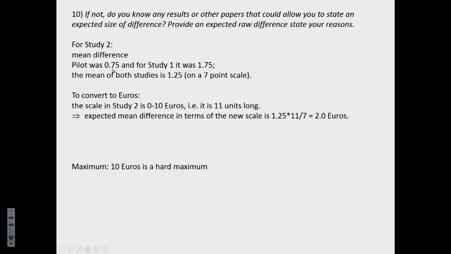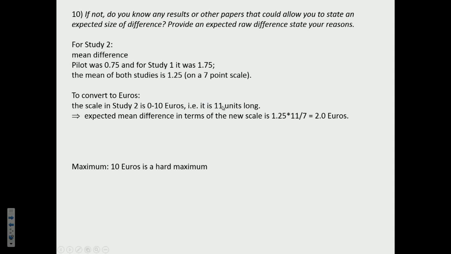Now, study 1 was 1.75. So if we're doing study 2, what we could do is find the mean of both studies, 1.25. That's using all the information. But note this is on a 7-point scale, and study 2 is 0 to 10 euros. So I'm going to do something which I think is just a simple way of converting between the two scales. This scale goes 0, 1, 2, 3, 4, 5, 6, 7, 8, 9, 10. It's got 11 scale points.